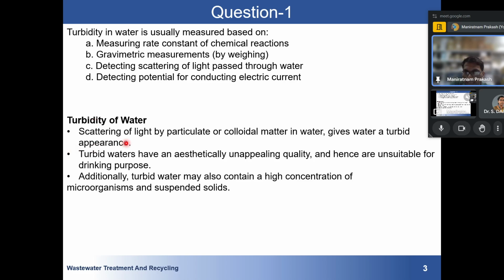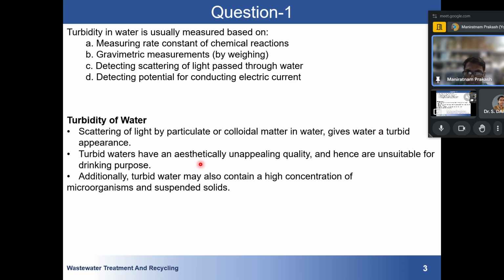Turbidity of water is generally defined as the scattering of light by particulate or colloidal matter in water, which gives water a turbid appearance. I hope you understand what turbid means. It's not clean, there will be some suspended matter, generally colloidal particles. Due to the presence of colloidal particles, the light which passes through that system will scatter, and the term related to this phenomenon is the Tyndall effect. I won't go into the Tyndall effect, but in a simple way, the scattering of light by particulate or colloidal matter in water gives a turbid appearance.